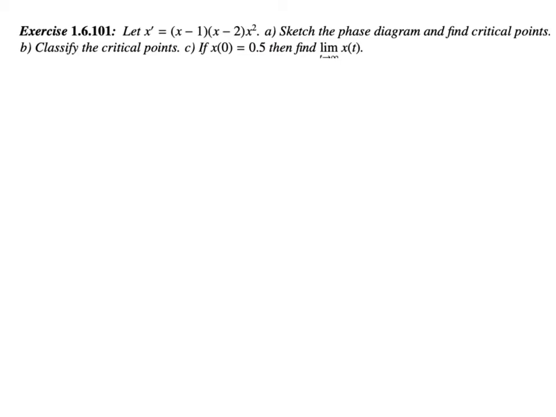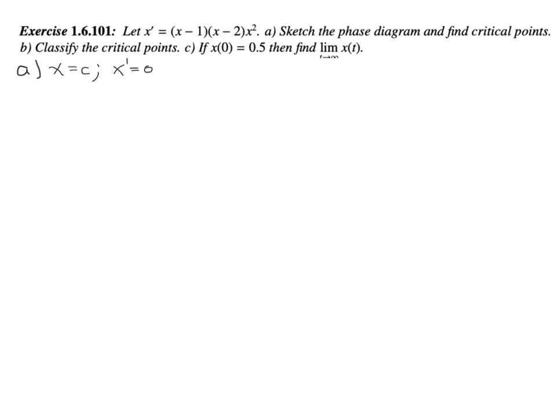So part A asks us to sketch the phase diagram and find the critical points. So critical points and equilibrium points, we can use those interchangeably. And so what it means to be an equilibrium point means that these are solutions that remain constant. So they're going to be of the form x equals c. And solutions that look like this, well, their derivatives, therefore, if they're constant, are going to be 0.